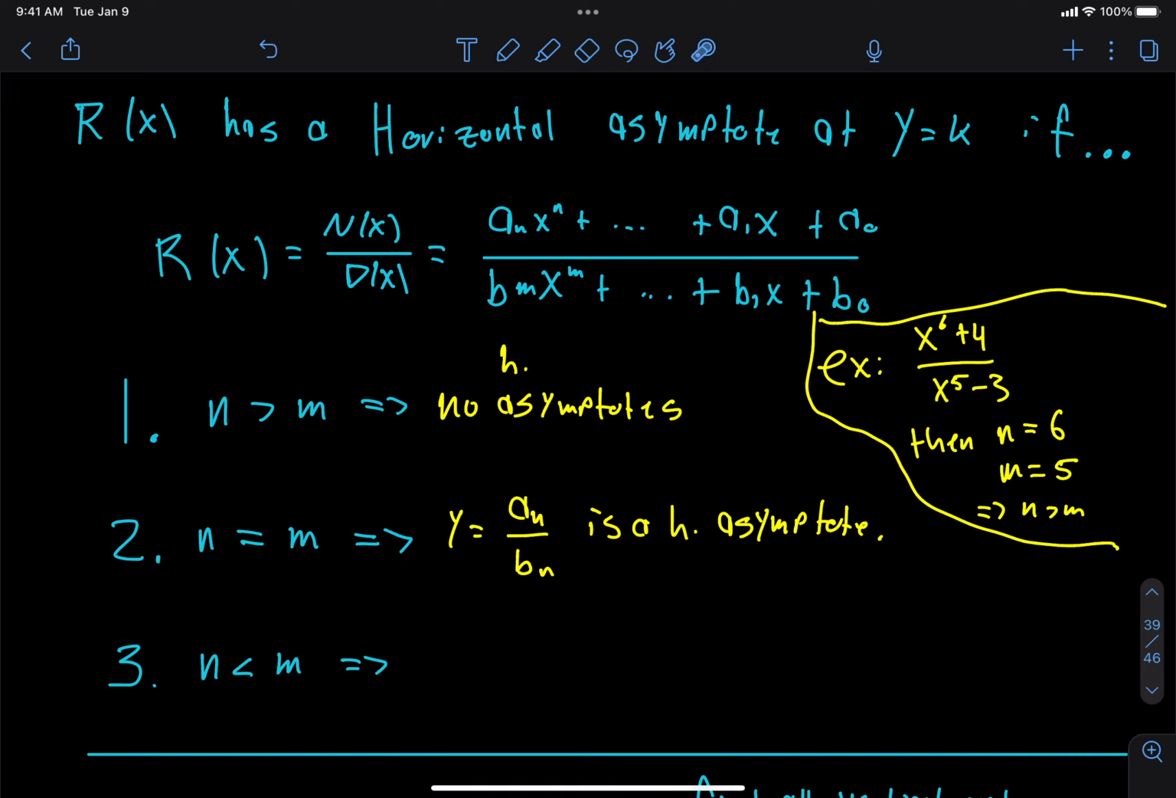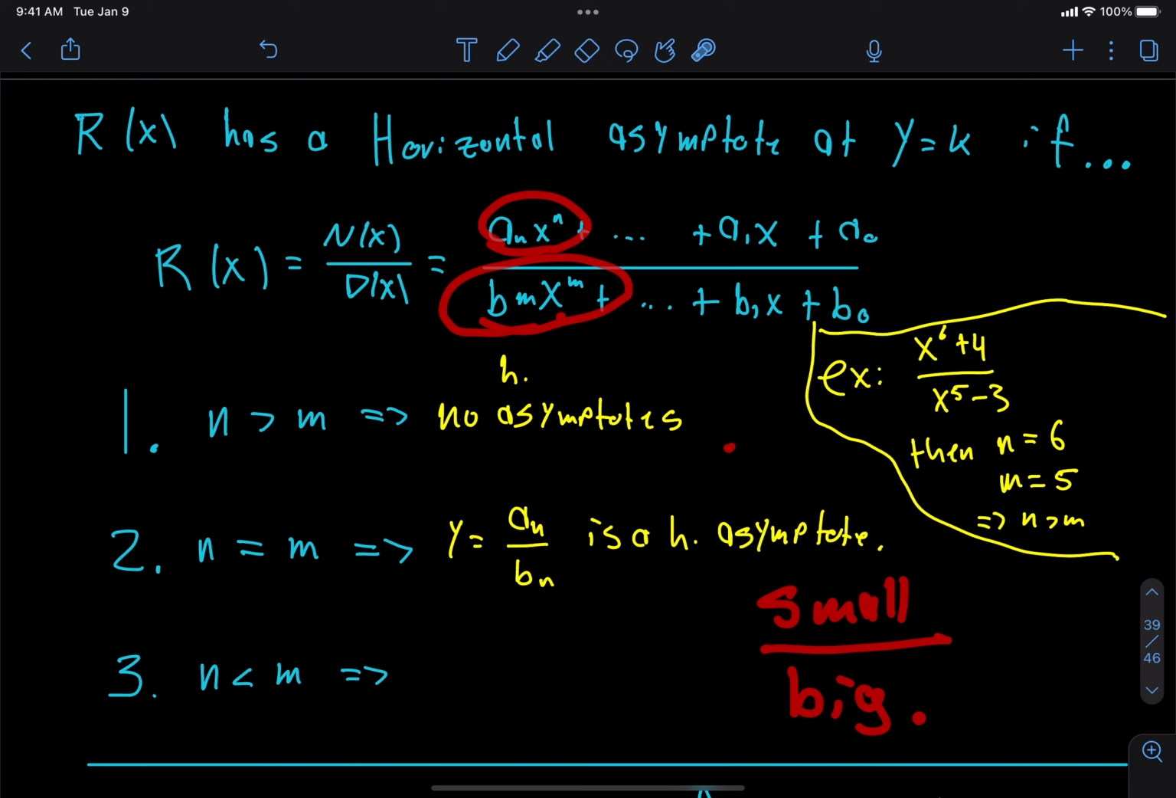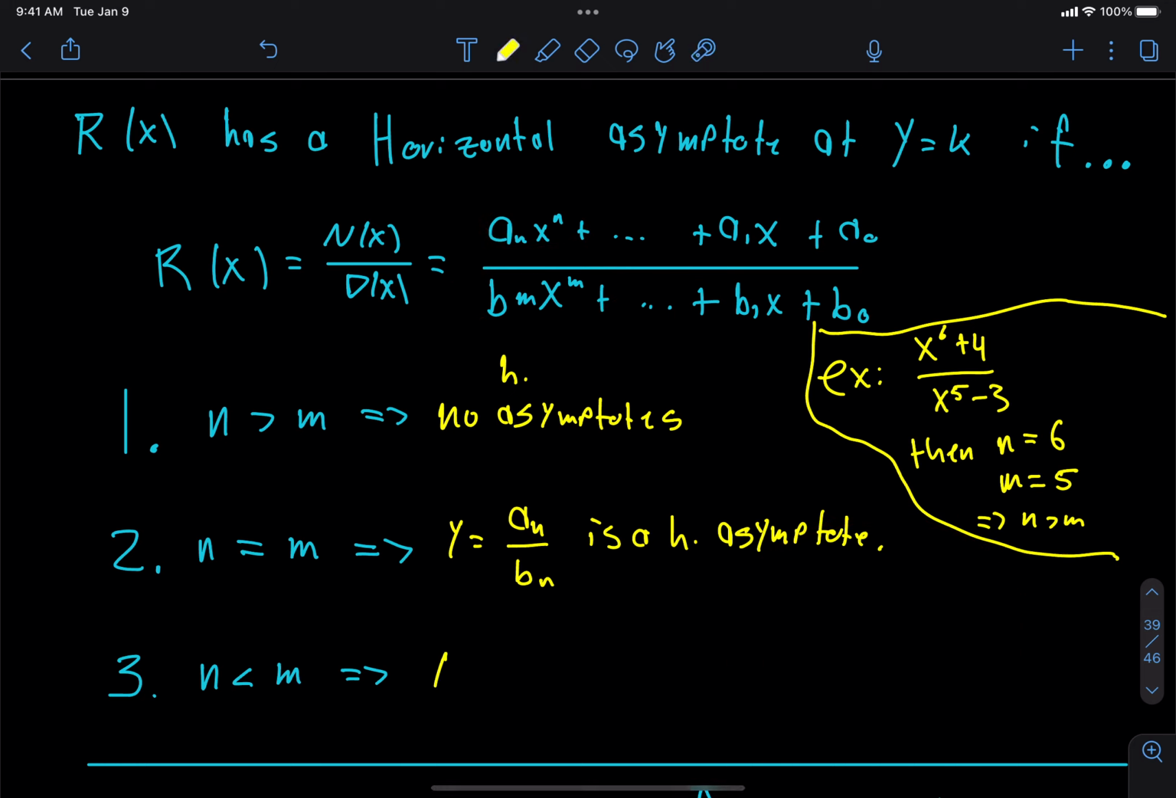Then let's talk about what happens when the degree of the numerator is smaller than the degree of the denominator. If the degree of the denominator is bigger, then when x gets really big, the leading term of the denominator is going to be much, much larger than the leading term of the numerator. If you have a small number divided by a big number, and the number on the bottom is just getting bigger and bigger, what do we expect this fractional number to become? If the denominator goes to infinity and the numerator is not growing very fast, then we're getting really small, smaller and smaller, which means y equals 0 is a horizontal asymptote.